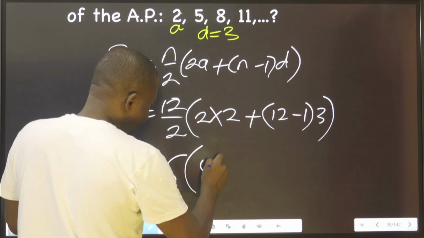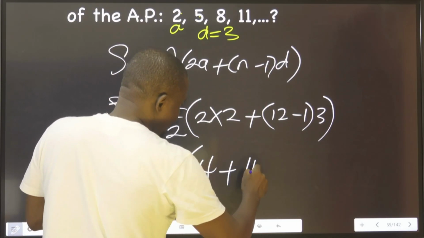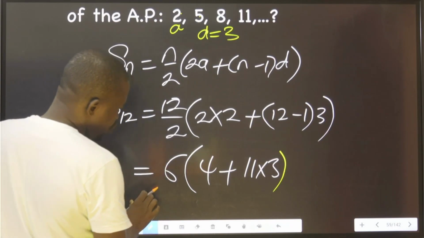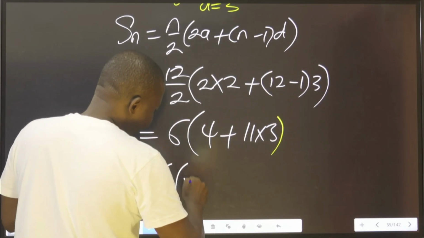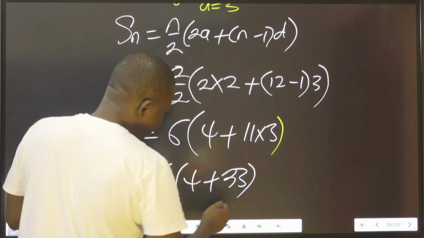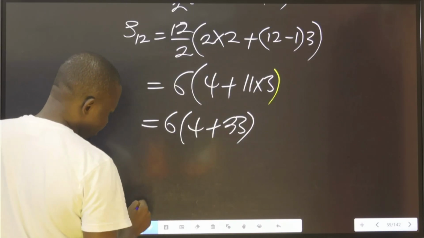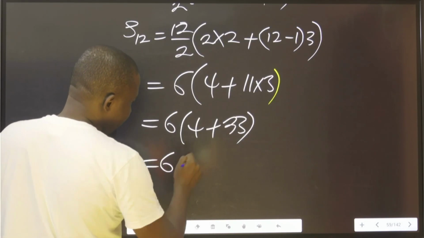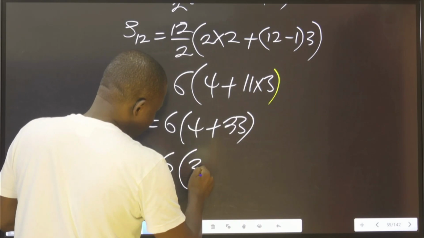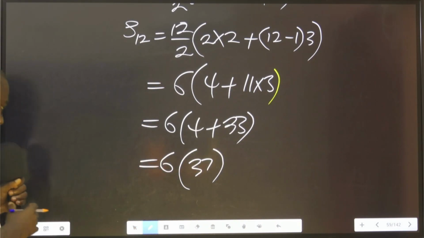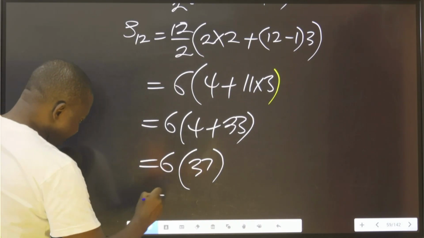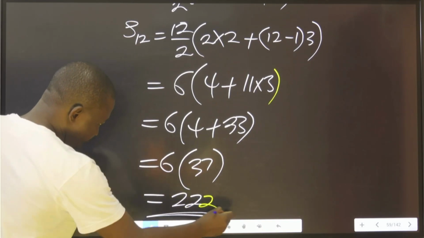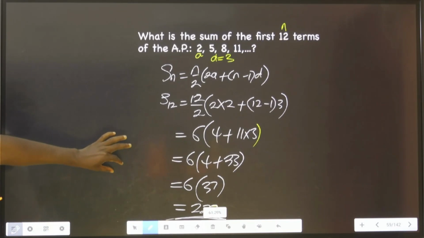This is 6. 4 plus 11 multiplied by 3, which is actually 6. 4 plus 33. You agree with me? This is 6. This plus this is what? 37. 6 multiplied by 37. You agree with me that this is 2, 2, 2. Okay? Hope this is understood.